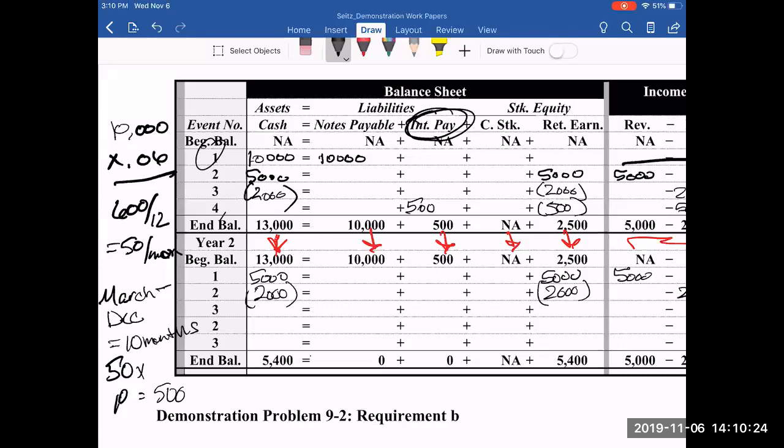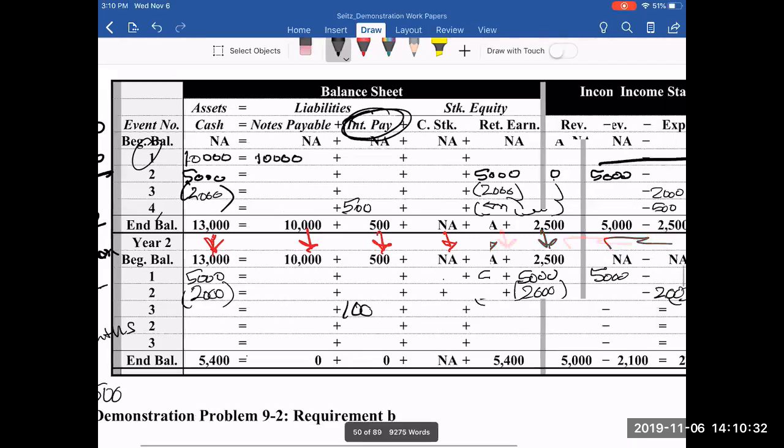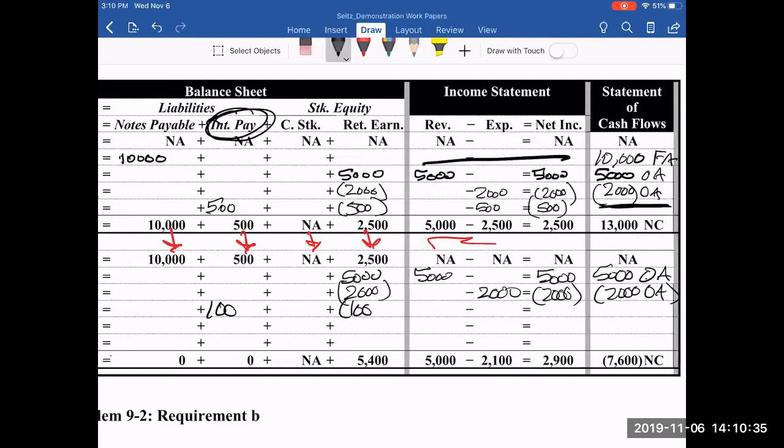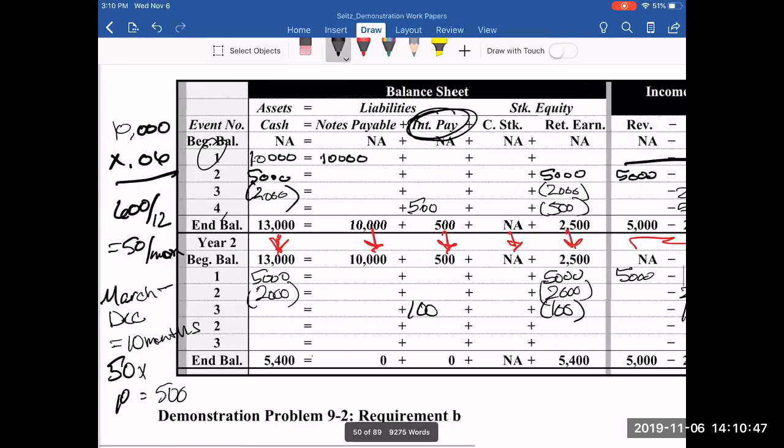So in year 3, we're going to show that there's an interest payable of $100 here, $100 here. You're going to see an increase in interest expense, which would be a reduction in net income. But we didn't actually pay it in cash, so you're not going to see that there just yet.